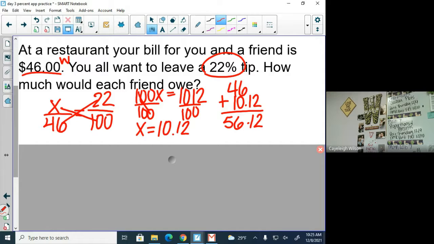Okay? But this one says, if you and your friend are out to lunch and you split the bill. How do you split the bill between two people? Divide by 2. So I'm going to divide this by 2 to split the bill. $28.06. $28.06 is what each person is going to have to pay.